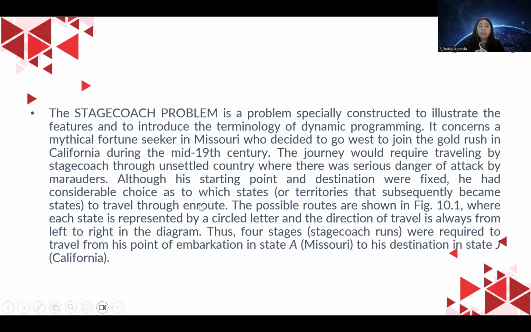The stagecoach problem is a well constructed example to introduce dynamic programming. It involves a traveler in Missouri who wants to reach California during the mid 19th century gold rush. The journey is dangerous, with risks of marauder attacks. So the traveler must choose the safest route, and the possible routes are represented by states. The goal is to minimize the total cost of life insurance policies, which reflect the safety of each stagecoach run.